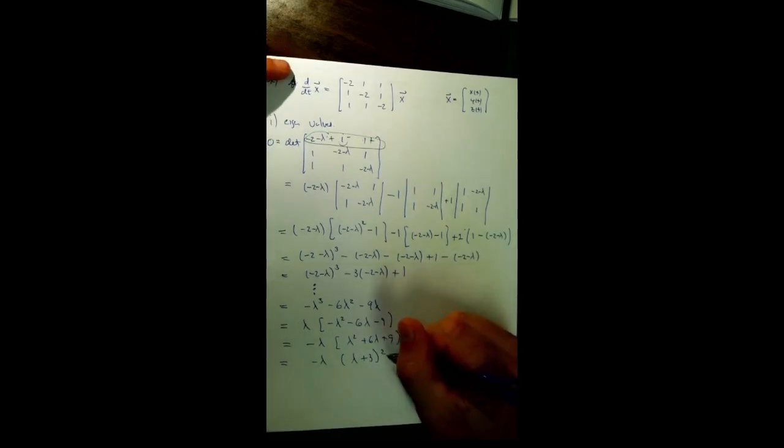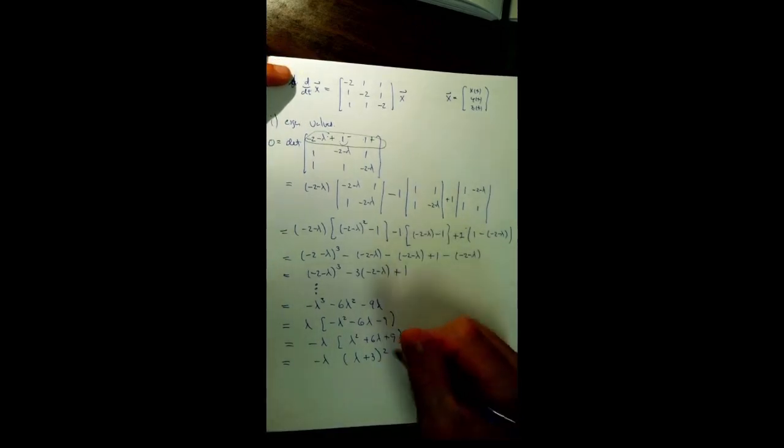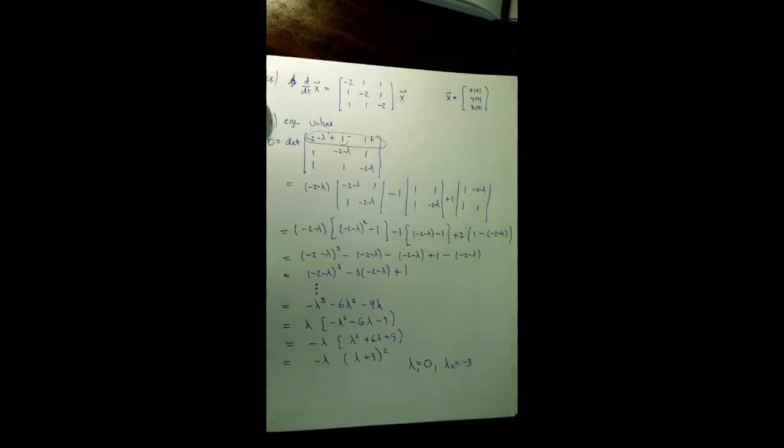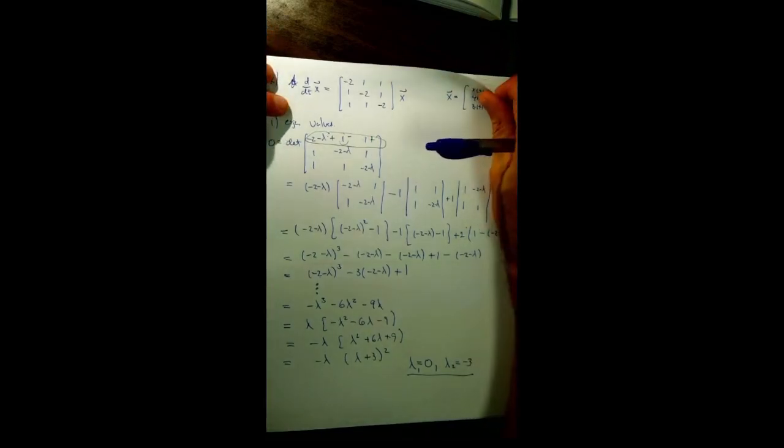So I'm a little bit worried because I only have 2 eigenvalues, 0, we'll call that lambda 1, and lambda 2 is minus 3. I may only have 2 eigenvectors. If that's the case, that's going to be a big problem. So let's just go through and see what we get.